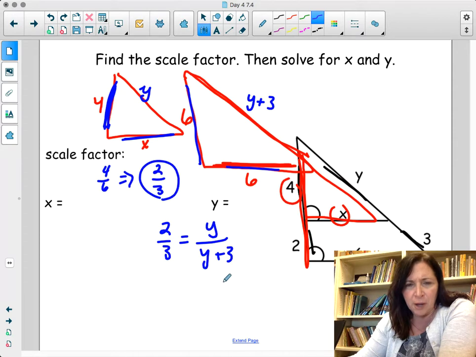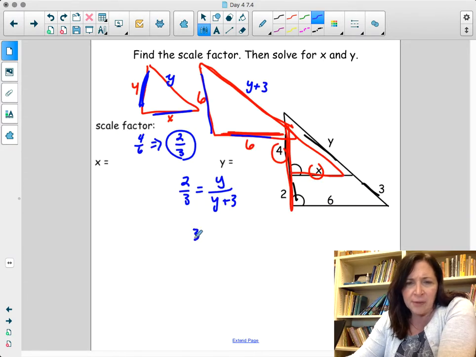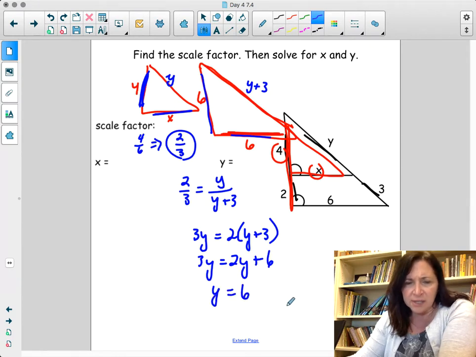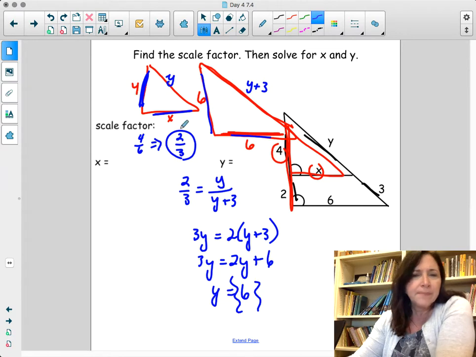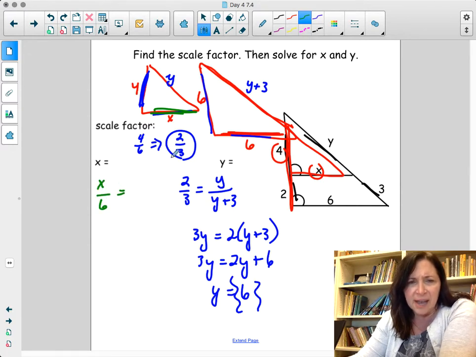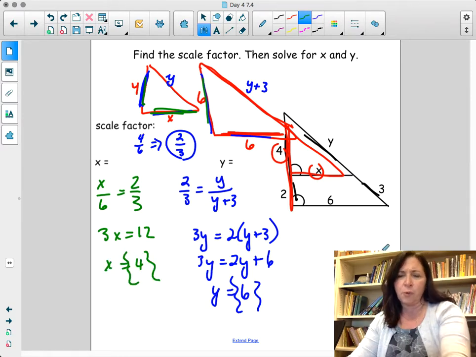I'm going to cross multiply. And doing that, I get 3y is equal to 2 times y plus 3. I get 3y equals 2y plus 6. Subtract 2y. I get y is equal to 6. Okay, so there's y. To find x, where's x? X is on my base. I'm going to go x is to 6 as 4 is to 6. And 4 to 6 is 2/3. I'm going to cross multiply. 3x is equal to 2 times 6. So x is equal to 4. Okay, so I have x is 4 and y is 6.